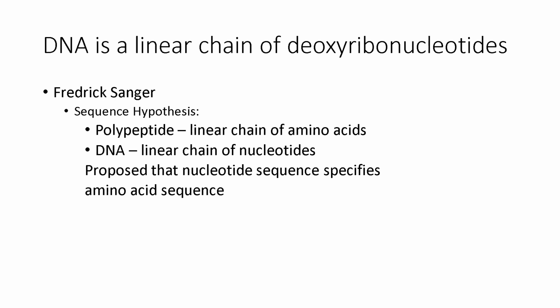Frederick Sanger proposed the sequence hypothesis. Just as polypeptides are linear chains of amino acids, DNA is a linear chain of nucleotides. The hypothesis suggested that nucleotide sequences determine amino acid sequences, laying the groundwork for understanding the genetic code.